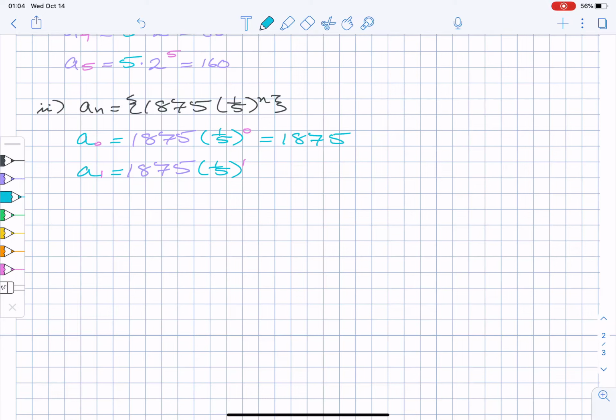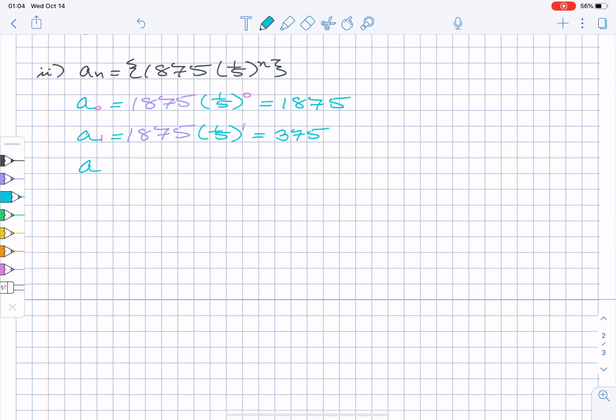Okay, so now I'm basically dividing 1875 by 5. 5 goes into 18 3 times with 3 left over. 5 goes into 37 7 times with 2 left over. And 5 goes into 25 5 times. So a sub 2 is going to be 1875. Now we have 1/5 quantity squared, which means I'll be dividing by 25.